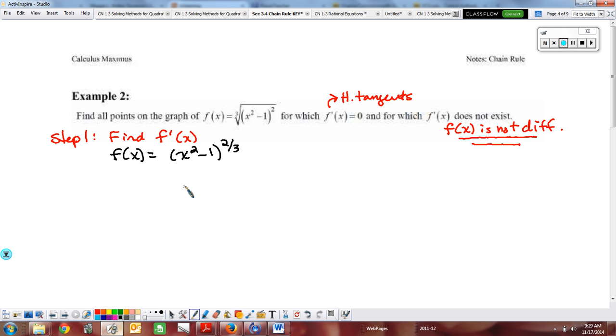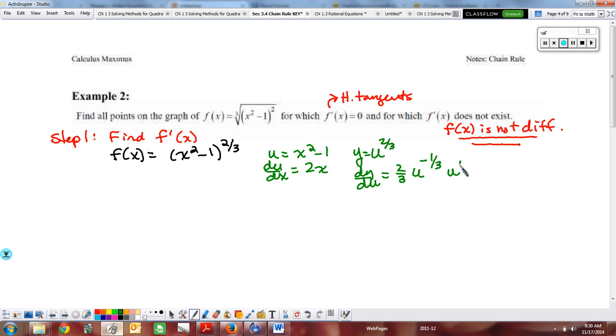Okay, so now we're going to use chain rule. I'm going to let my u, my inside function, be x squared minus 1. My du dx is going to be 2x. So I'm going to remember that as we go through the process. And basically, we're going to take the derivative of u to the 2/3 when I'm doing my chain rule. That's y. So dy du would be 2/3 u to the negative 1/3. And then of course followed by u prime, which is going to come from over here.